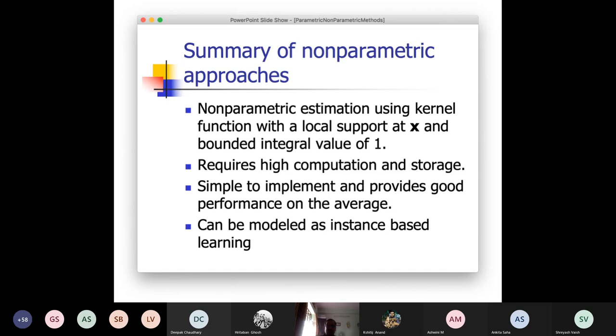So it can be modeled as instance-based learning. So with this, as we see, it is possible to use it in regression. So with this topic, we have covered, and if there are any questions, let me know.